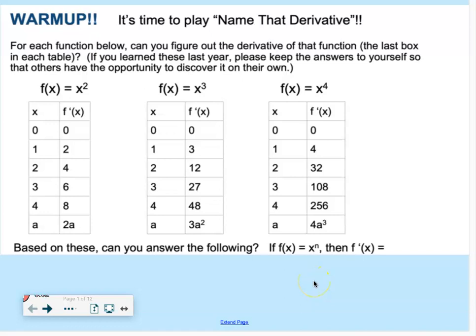So it's time to play Name That Derivative. Now, I used to do this differently, but for today, I knew we were going to be short on time, so we're going to kind of skip some of the formalities and jump to the end. So here's what I've got.